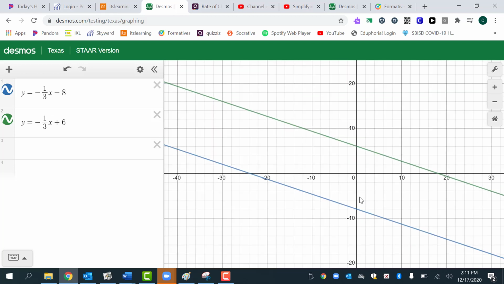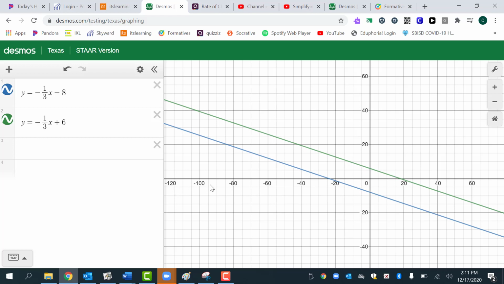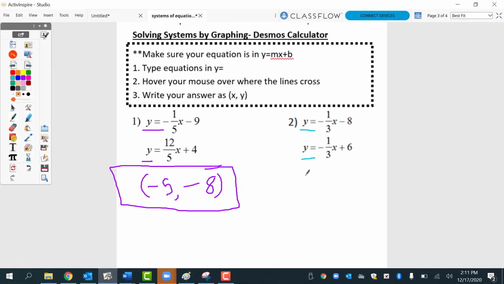And I see that these lines are running side by side. Are these lines ever going to touch? Well, I could keep zooming out. If you look at these numbers, these are huge numbers. Does it look like they're touching anywhere there? Does it look like they're ever going to touch? No. So that's going to be a no solution.